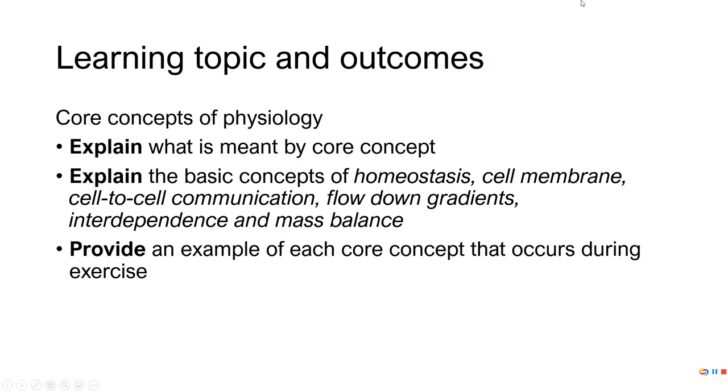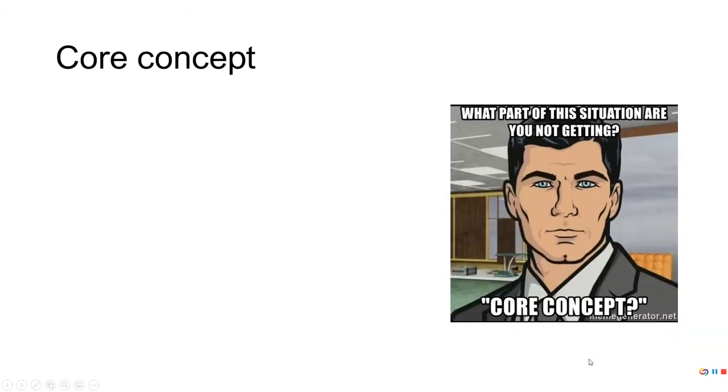When it comes to the core concepts, I want you to be able to explain what is meant by a core concept, and there are, I believe, 6 core concepts that we'll cover. It's generally accepted that there are 15 of them in physiology. We're only talking about 6. As we go not only throughout this unit, but throughout the semester, I want you to be able to talk about or provide an example and explain how certain things are affected or demonstrate each of these core concepts. So, what is a core concept?